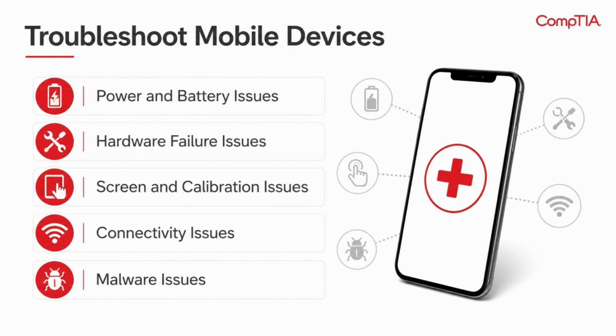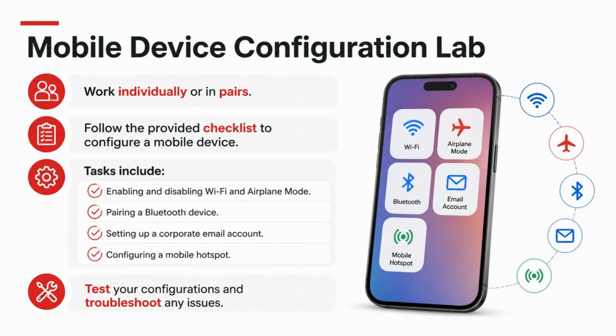Here's what this lesson covers: power and battery issues, hardware failure issues, screen and calibration issues, connectivity issues, and malware issues. Time for a lab. Mobile device configuration. Working individually or in pairs, follow the checklist to enable and disable Wi-Fi and airplane mode. Pair a Bluetooth device, set up a corporate email account, and configure a mobile hotspot. Test your configurations and troubleshoot anything that doesn't work.